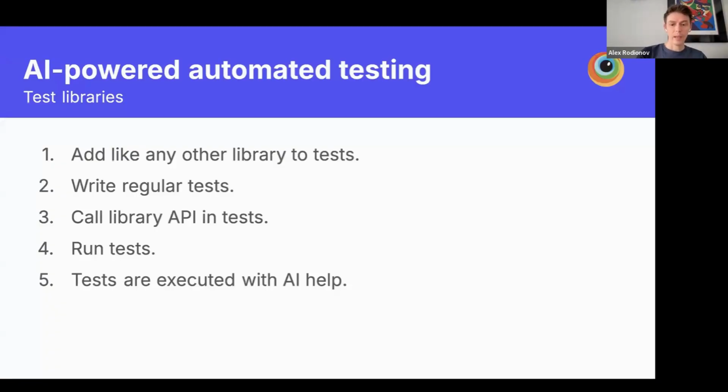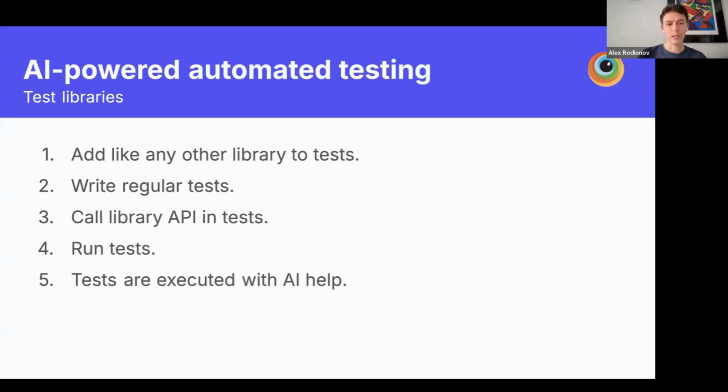Okay, and last bucket of solutions for test automation are test libraries. And from my point of view, these are the most advanced. These are the ones that allow you the greatest control over what's happening, but also requires most from you in order to be successful. So the test libraries, the way they work is you just add them like any other library, like you add Selenium or Playwright or anything else. You just install it through the package manager of your programming language.